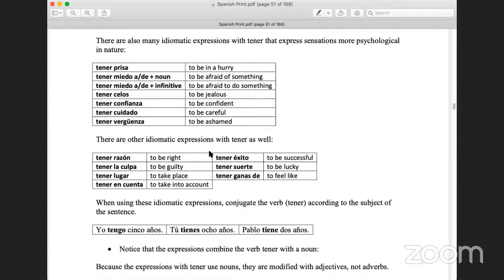Tener celos, to be jealous. So that's going to be definitely tienes celos. I'm saying you are jealous. Tener confianza, to be confident.